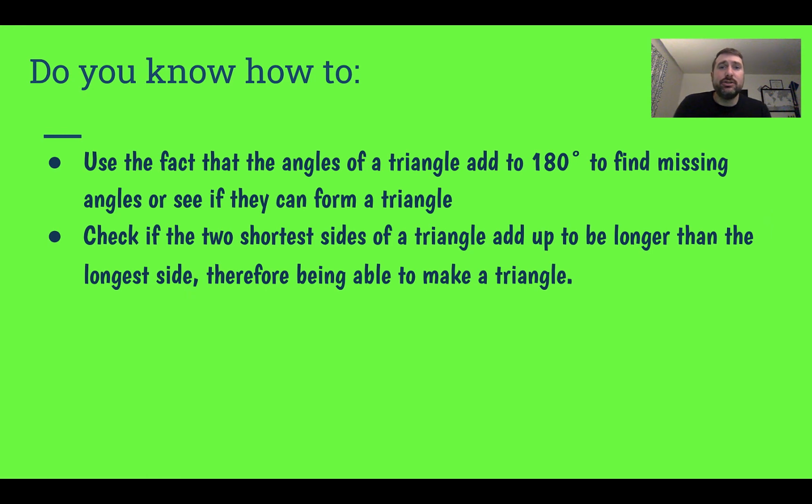After this lesson, do you now know how to use the fact that angles of a triangle add up to 180 to find missing angles or to see if they can form a triangle? And do you know how to check to see if the two shortest sides add up to be longer than the longest side so they could make a triangle? And that's the end of Lesson 1 on properties of triangles.